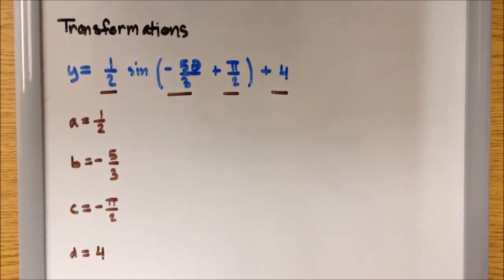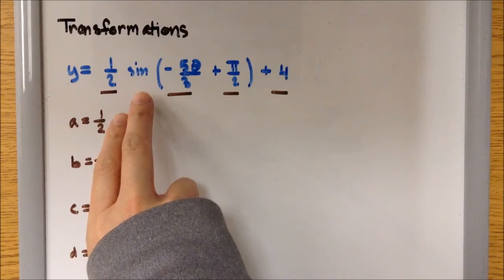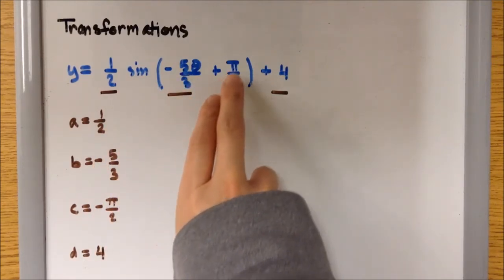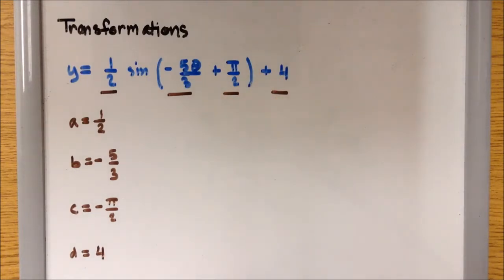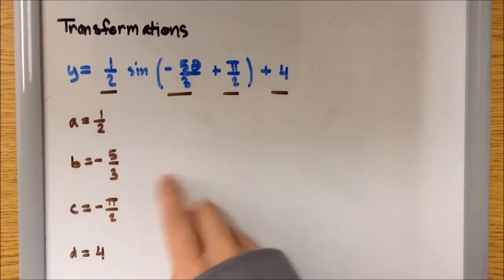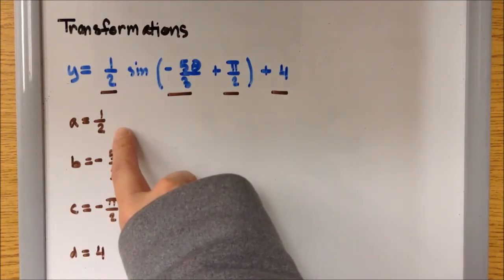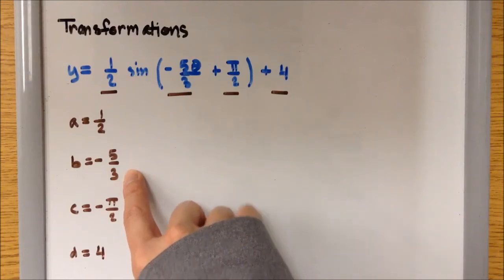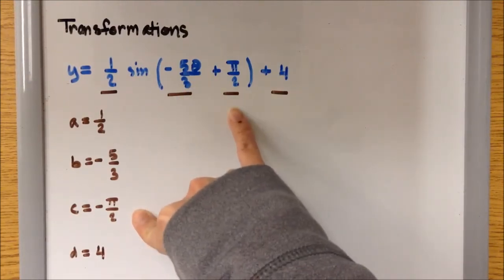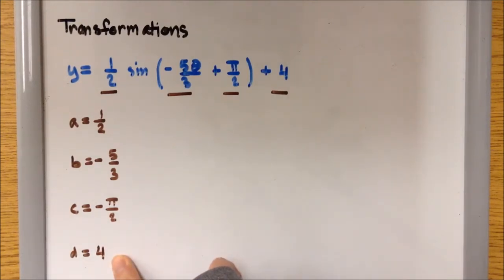Alright, so we have example 1, where y equals 1/2 sine of negative 5 theta over 3 plus pi over 2, plus 4. I already underlined our A, B, C, D and wrote their values. So A is 1/2, B is negative 5 over 3. For C, I took the opposite sign, so C is negative pi over 2, and D is 4.